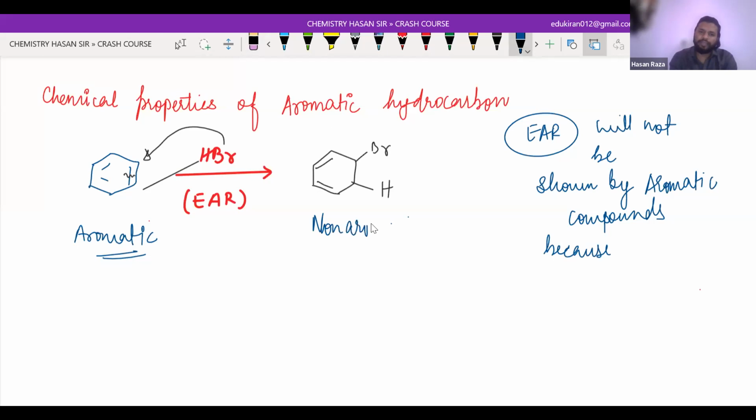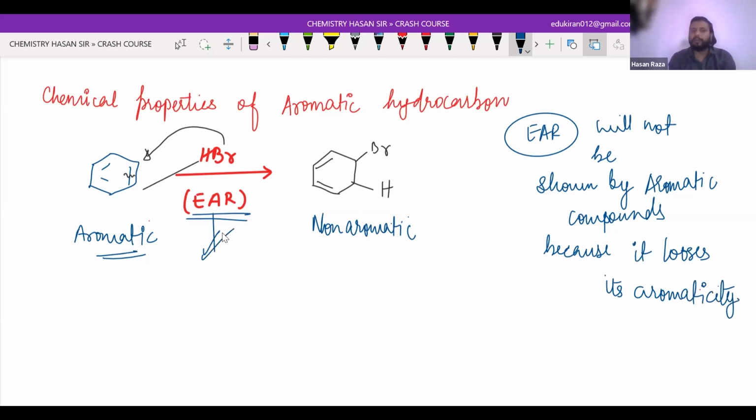It loses its aromaticity, that means stability. That's why this aromatic hydrocarbon does not show it. Please remember that. Electrophilic addition reaction will not be possible in this reaction. Electrophilic substitution reaction is possible, but addition is not possible. Please do write it.